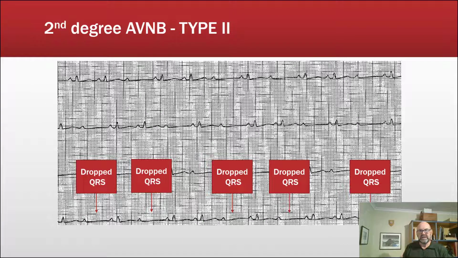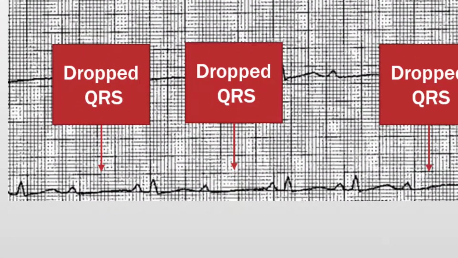So let's reiterate the second degree type 2 block characteristics. Firstly, it's an incomplete atrioventricular block, meaning that some of the atrial impulses are going to be blocked at the AV node and they're not going to go on to create a QRS. So our first clue is going to be more P waves than there are QRS complexes.